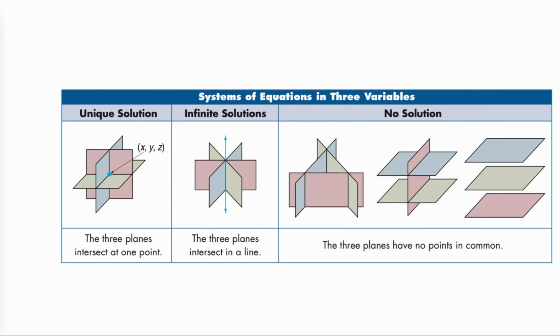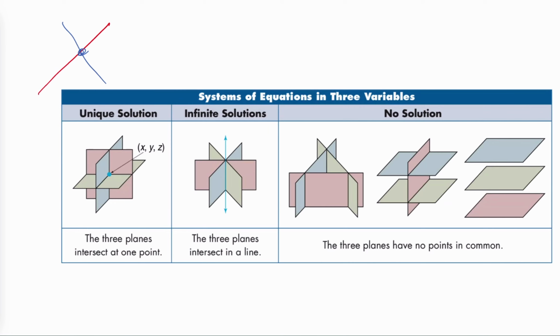When we have a system of equations in 2 variables, we get 2 lines. So we have a line like this and a line like this, and they intersect at a point.